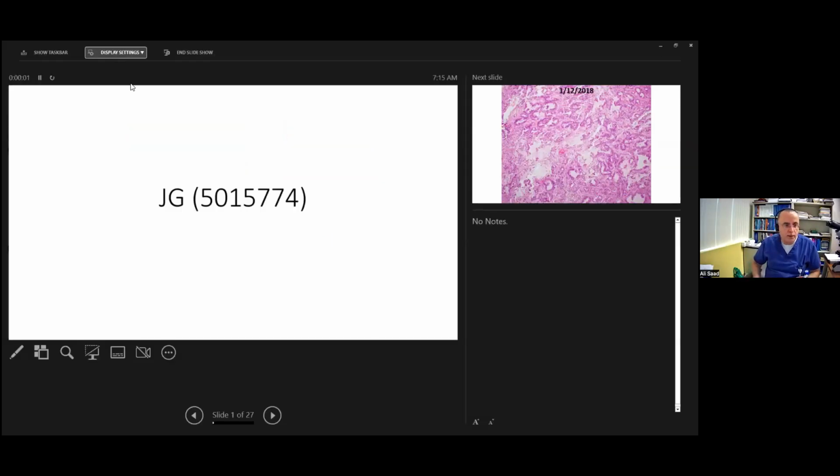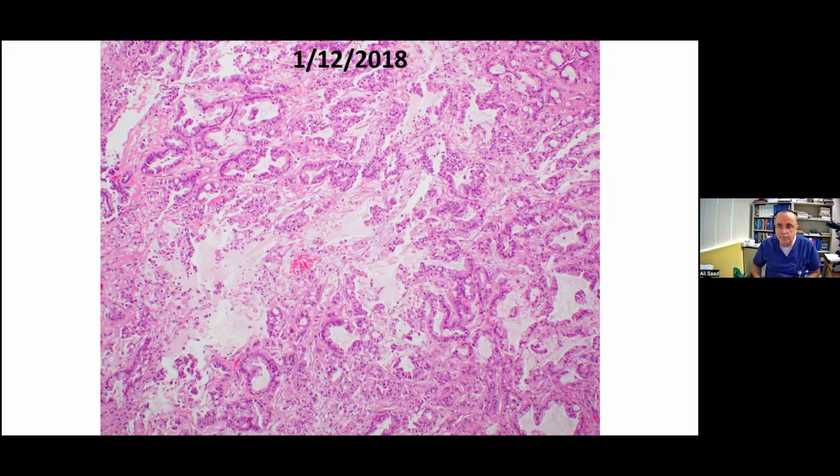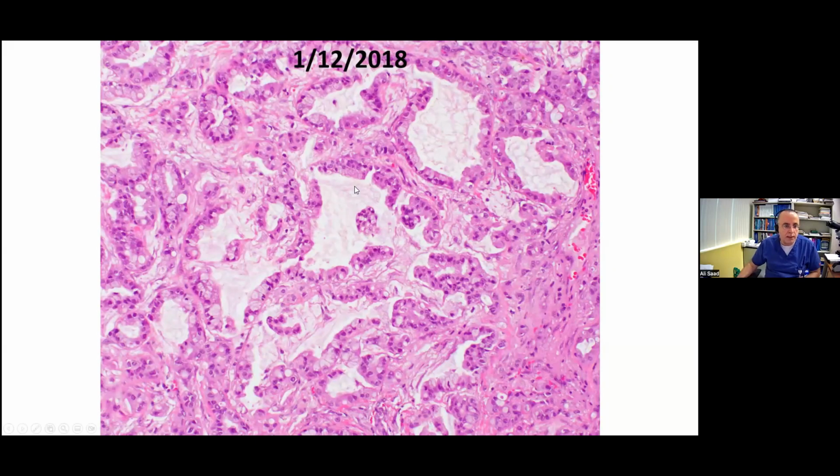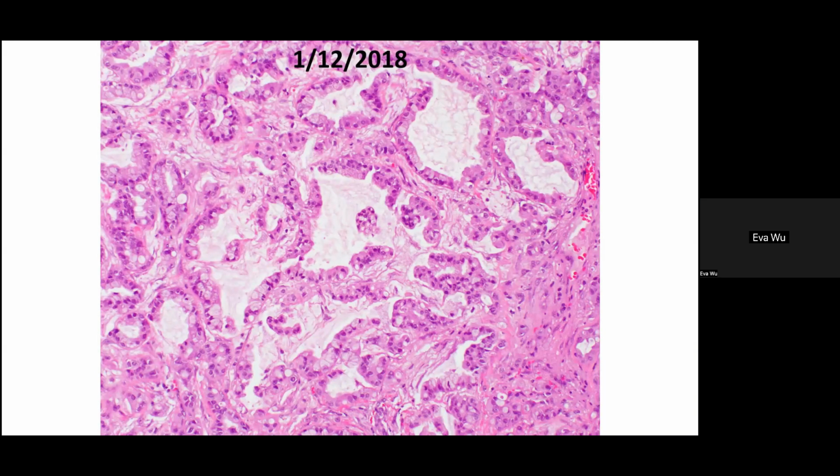Okay, good morning, everyone. So this is the tumor from January 12, 2018. So this is the biopsy from the spine tumor. And you can see this is an adenocarcinoma. You can see the glandular structures at low magnification. And then at higher magnification, these are the glands, and the lining is kind of mucinous. So this is metastatic mucinous adenocarcinoma, which was characterized by immunostain as lung in origin.